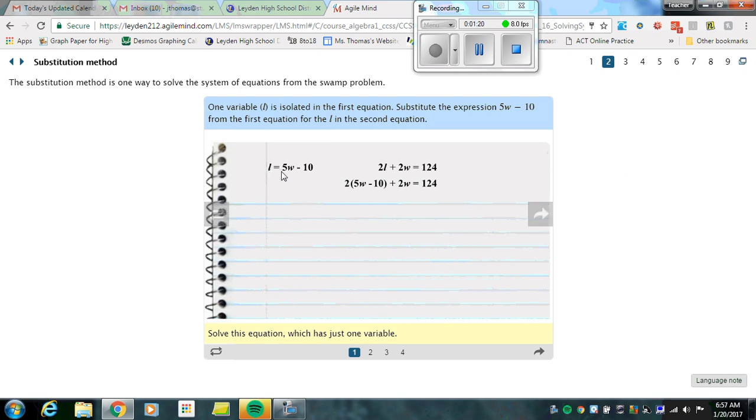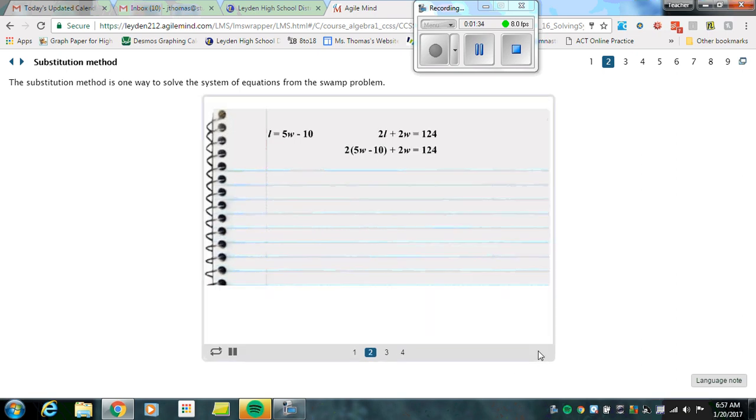So now I chose this right here, 5W minus 10, and I replaced it in for the L in the other equation. Notice there are only W's left, so now I'm going to solve for W. Please copy these steps down as they solve. So next, we're going to distribute or multiply 2. So 2 times 5W equals 10W. 2 times 10 is negative 20.